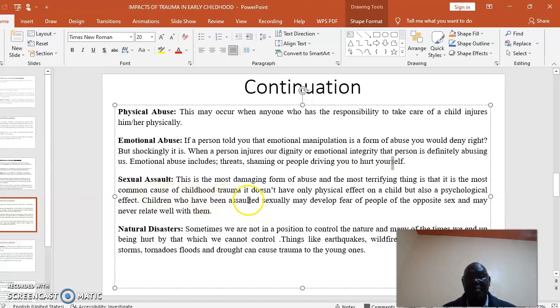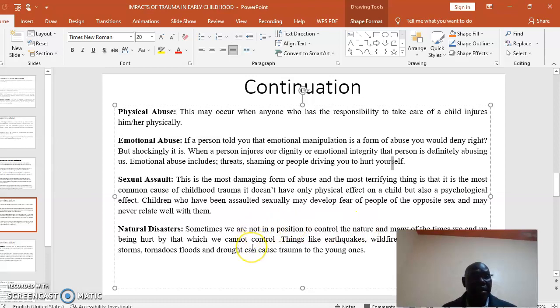This is the most damaging form of abuse and the most terrifying thing, and the most common cause of childhood trauma. It doesn't have only a physical effect on the child, but also a psychological effect. Children who have been assaulted sexually may develop fear of people of the opposite sex and may never relate well with them.